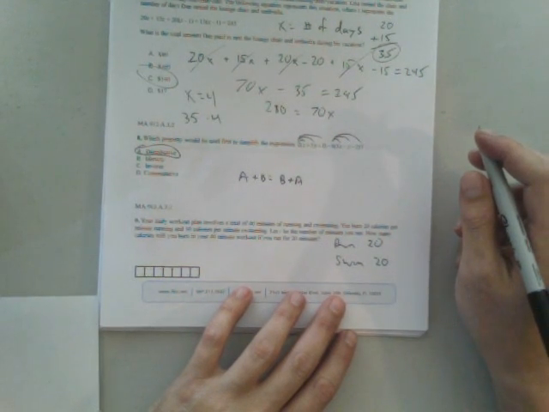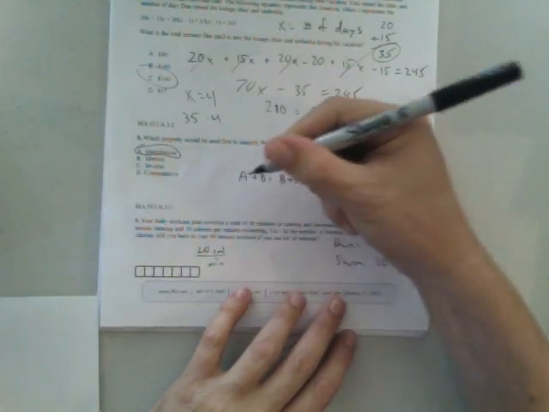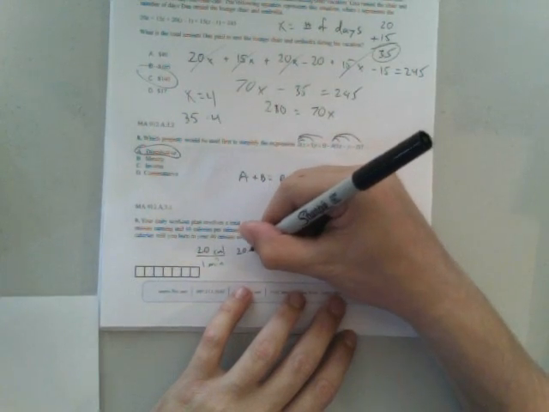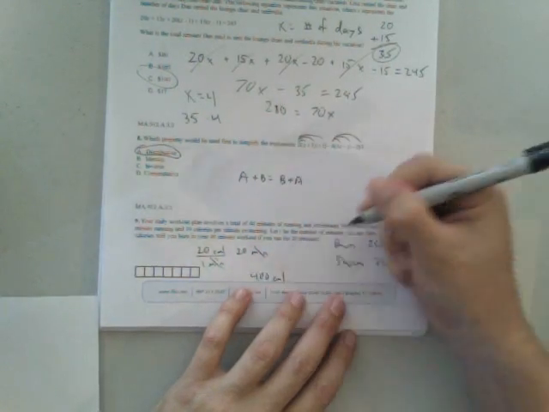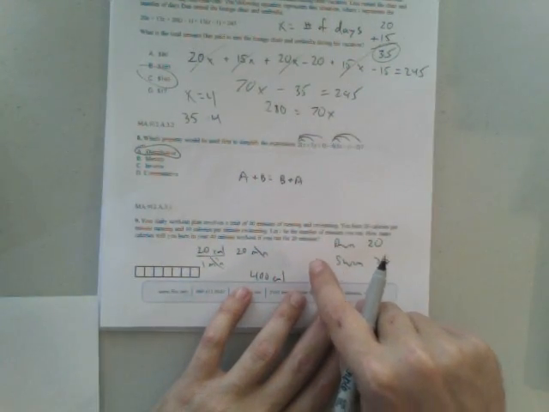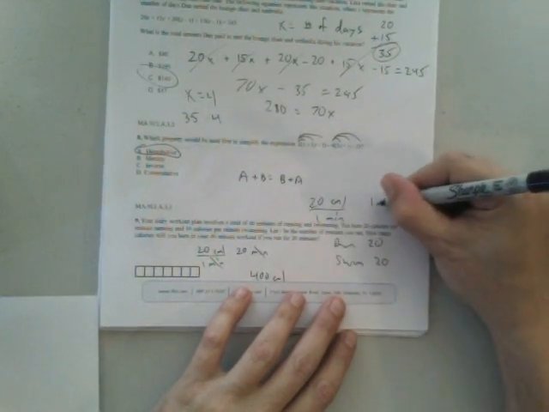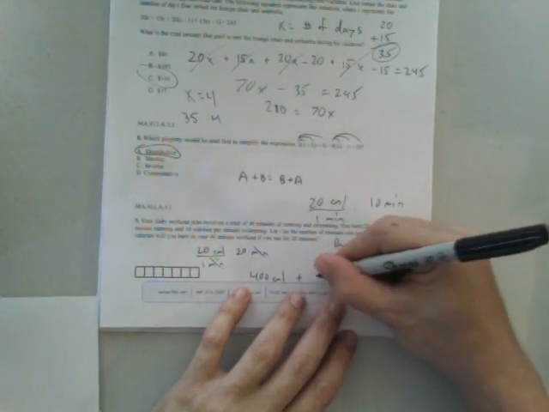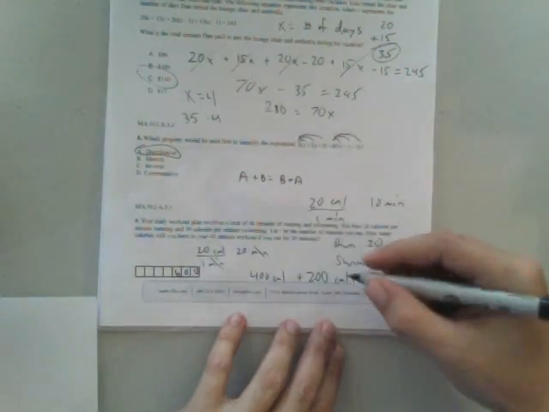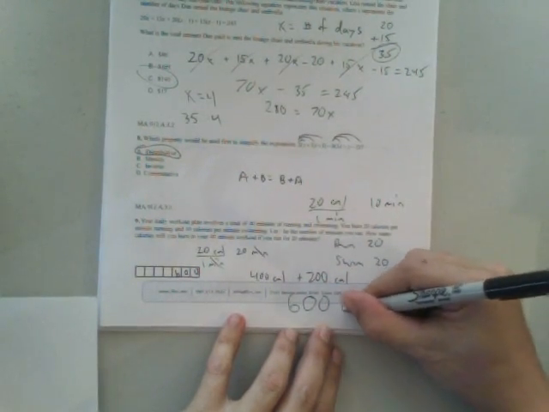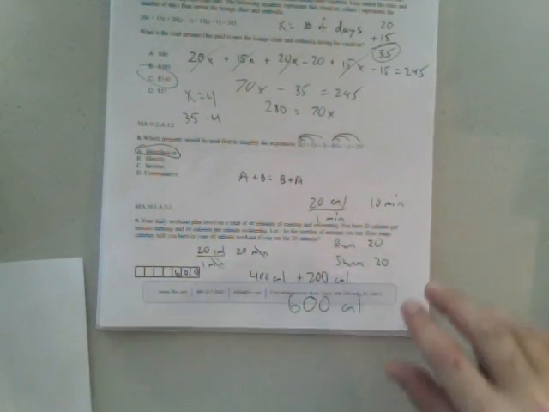20 calories per minute running, 20 calories per minute for 20 minutes. Minutes cancel. It's 400 calories. And swimming, that's 10 calories per 1 minute times 20 minutes. It's another 200 calories. So your total is 600 calories. That's a little hard to see. 600 calories. Okay, this will end part 1 for the end of course exam.